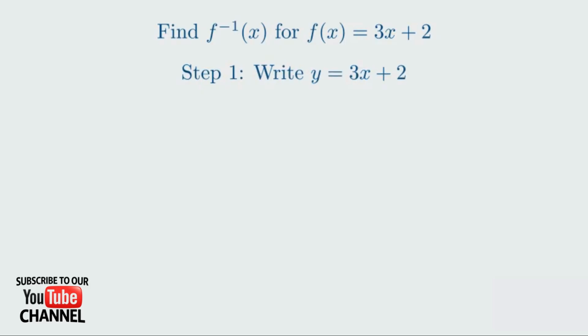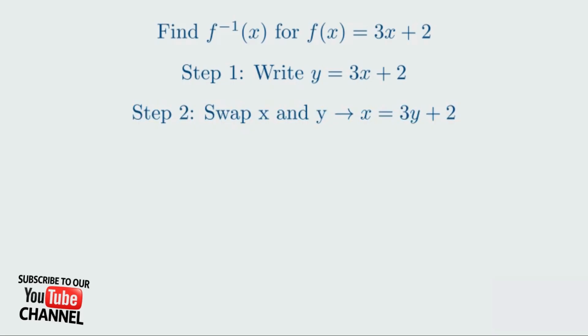To find the inverse of f of x equals 3x plus 2, we follow a standard procedure. First, we write the function as y equals 3x plus 2. The whole idea of an inverse function is to swap the roles of x and y. So that's our next step. We swap x and y to get x equals 3y plus 2. Now we need to solve this new equation for y. This will give us the expression for the inverse function.